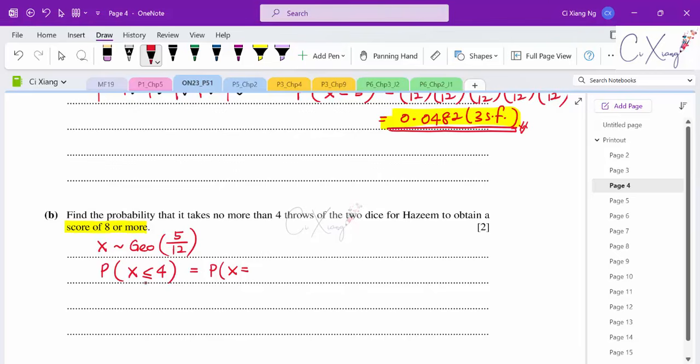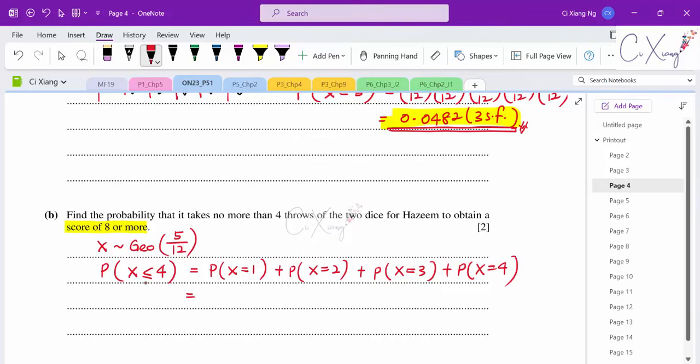x equals to 1. That means when you throw once for the two dice, you already get the result that you want. Or you might have the number of throws equals to 2. That means when you throw for the first time, you didn't get the score 8 or more. But when you throw for the second time, you get the score 8 or more. Okay, then you can have also x equals to 3 and also x equals to 4.